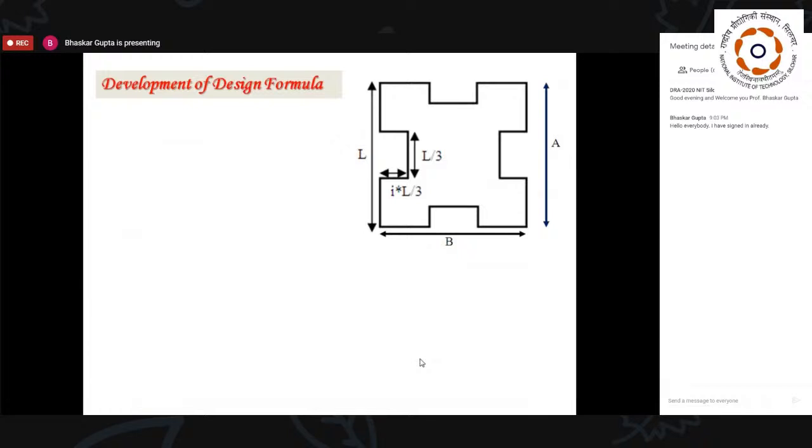This is the structure after the first iteration. In this case, look at the indent. The length is L by 3 and the width is I into L by 3. Why L by 3? Because the three segments here, one indented and the other two non-indented, are all equal, so that the indent can be pushed symmetrically inside. And I is that factor, as I explained, the indentation factor.